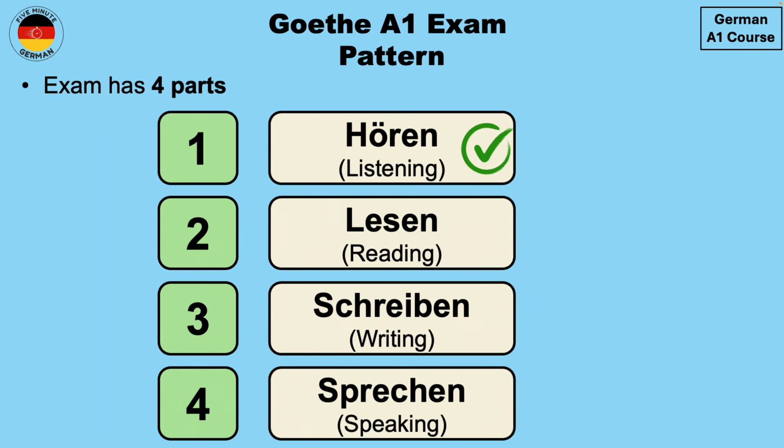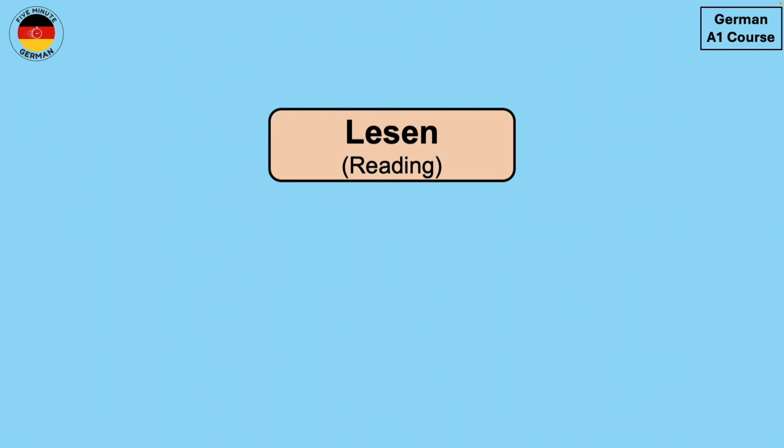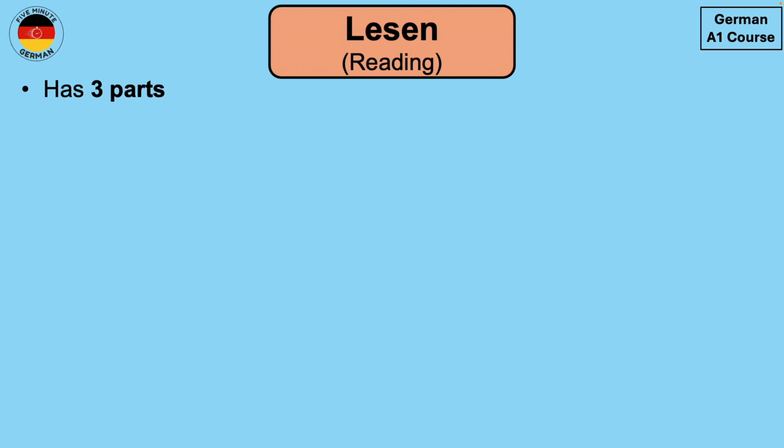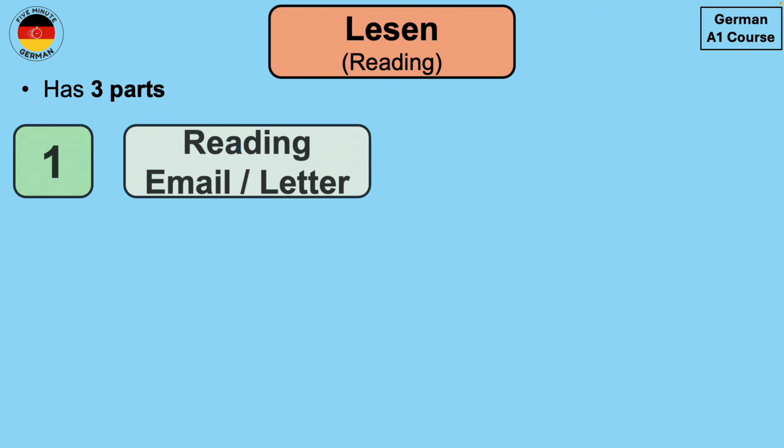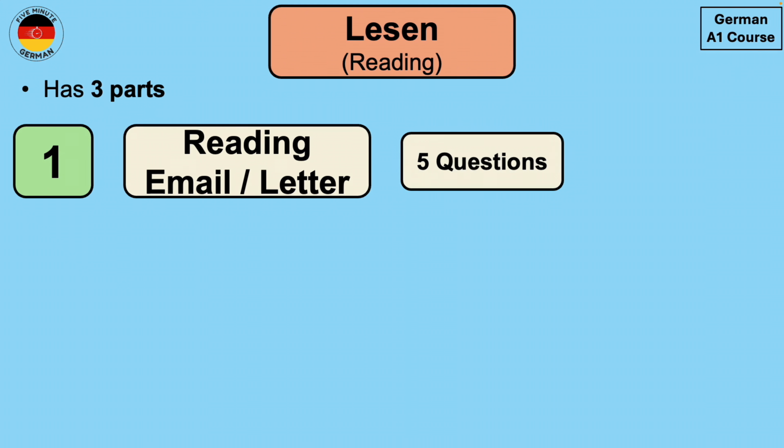Now let's take a look at the Lesen or reading section, which is the second part of the exam. So this also has 3 parts. In the first part, you will read an email or a letter, and you will have 5 questions related to the text that you read. And you will have to answer them as true or false. So let's see how this looks like in the exam.